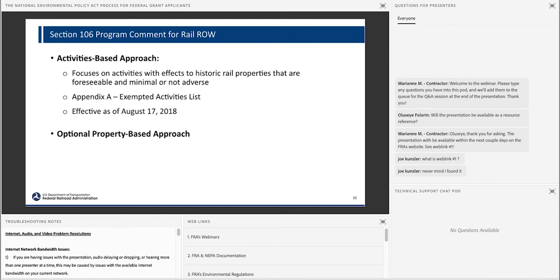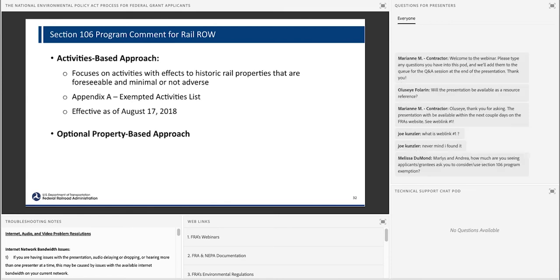We do at FRA have tools to expedite the Section 106 process. One important one that I'd like to note that can be commonly applied to the types of projects most often applied for in CRISI is something called the Section 106 program comment for rail rights-of-way. It actually dates back to a provision in the FAST Act in 2015. We at FRA and the USDOT worked with the Advisory Council on Historic Preservation to establish a program comment.